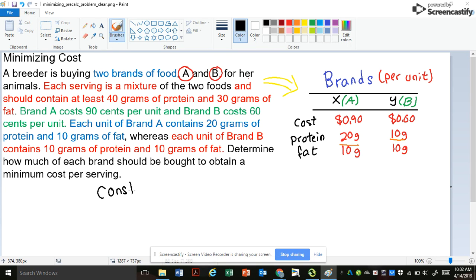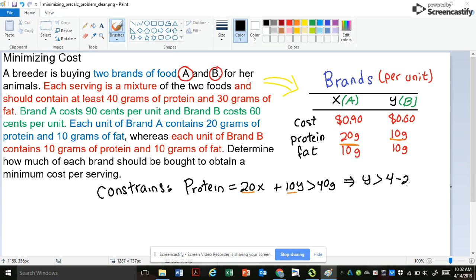Constraints are such that our mixture should have a protein, which is a contribution of X and Y, which has to be greater than 40 grams. So what we did here is say, okay, total protein comes from 20x plus 10y, that will be the total protein. Then we can rearrange solving for y. Y has to be greater than 4 minus 2x.